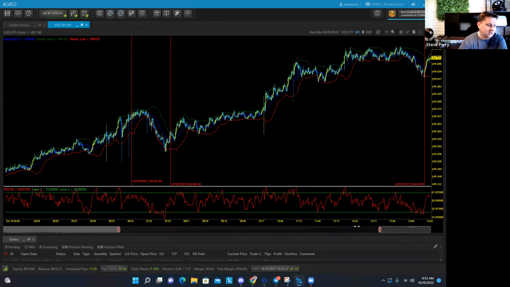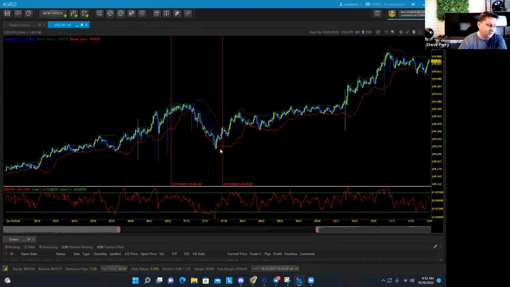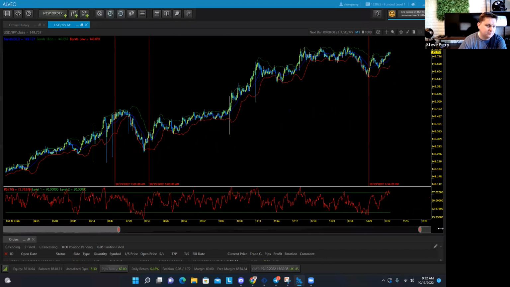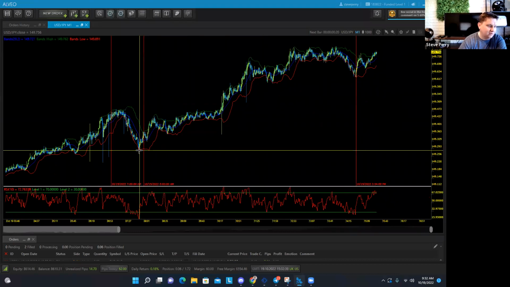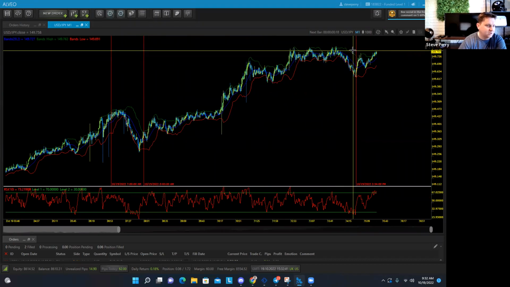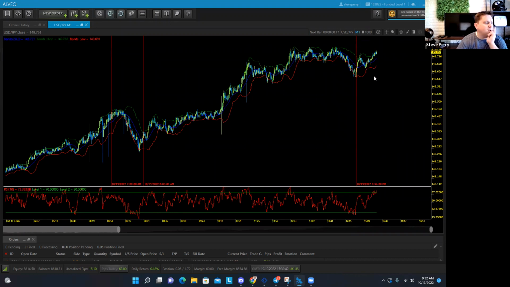That's really cool. Actually, that buy was the low of the London session. So if you had bought there and held, you'd now be up from that low. Yeah, 47 pips. It's kind of cool to see those things.